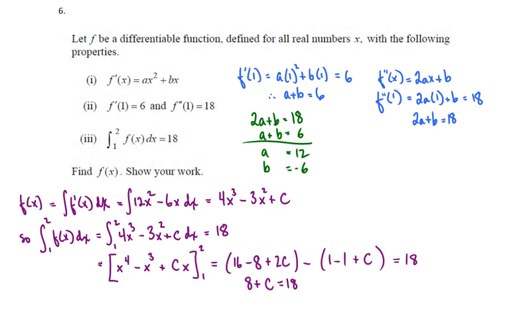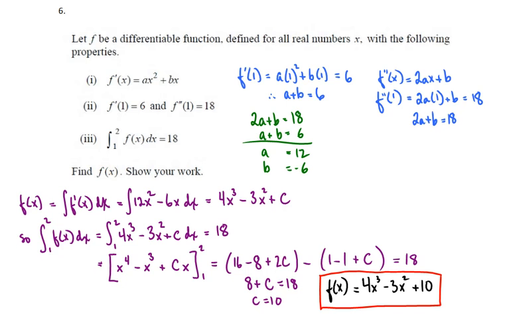And finally we can state that f of x is equal to 4x cubed minus 3x squared plus 10, and that's the grand final answer. So everything else in this problem was just to get us to that point. We applied all of the given information to find the function f of x. Okay, we'll go on to the next problem.